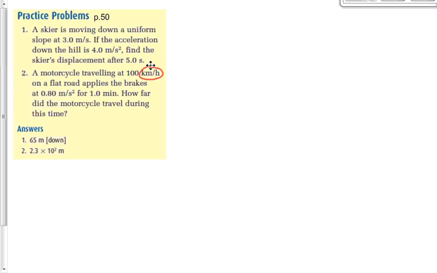Applies the brakes, 0.80 meters per second. I'm actually going to do something here in red as well to draw attention. Negative, right? It's slowing down. The velocity won't necessarily be negative, but the acceleration will be because it's slowing down. Time of 1 minute. How far did the motorcycle go? VI is 100 kilometers per hour. That's what it was moving. Not through the whole trip, but at the beginning of the trip.